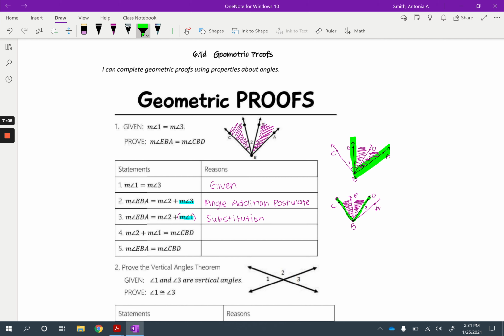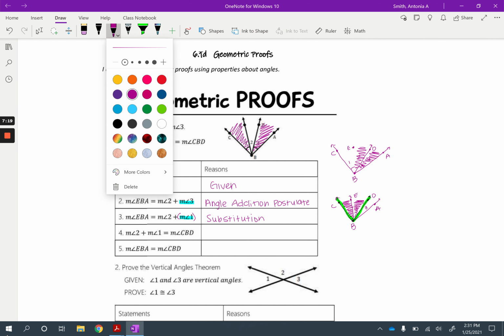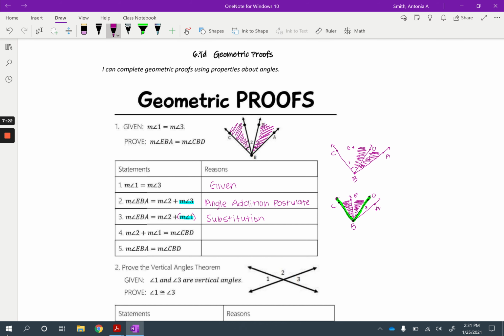Okay, wow, that highlighter looks a lot better than my last one. I am going to erase what I did there. Oh no, and fix that. Sorry guys, that just looked way better since I changed it.